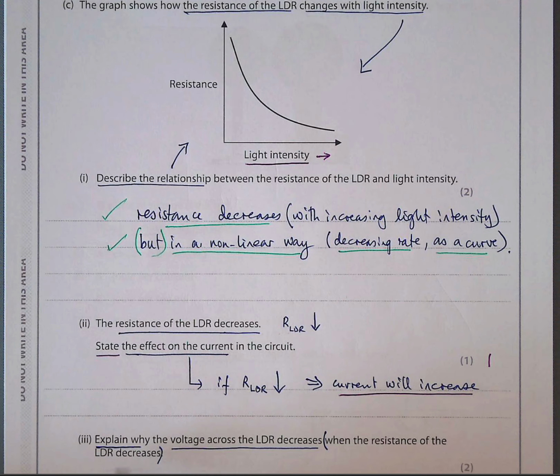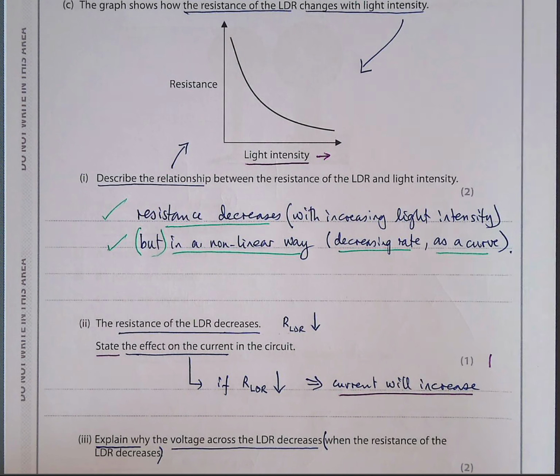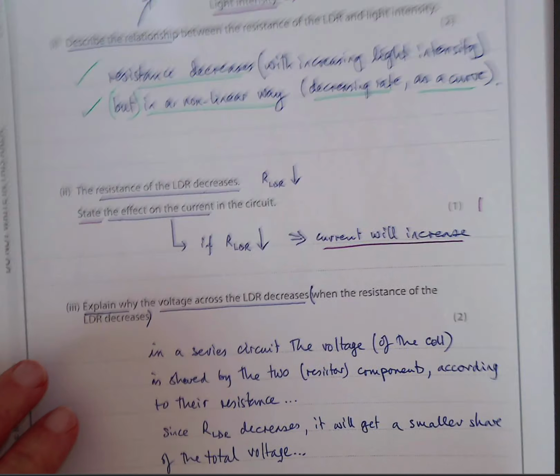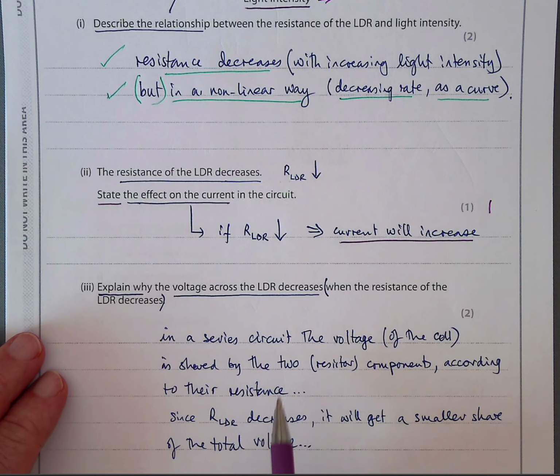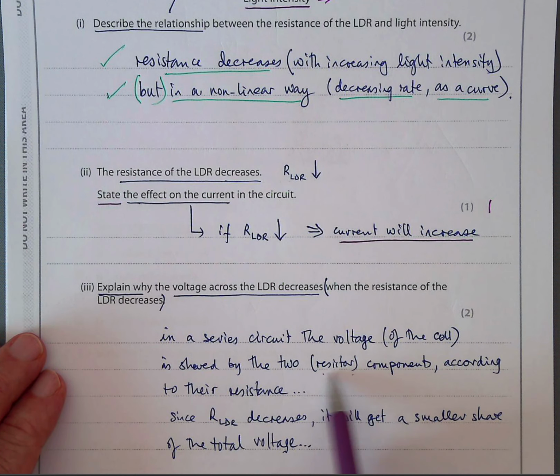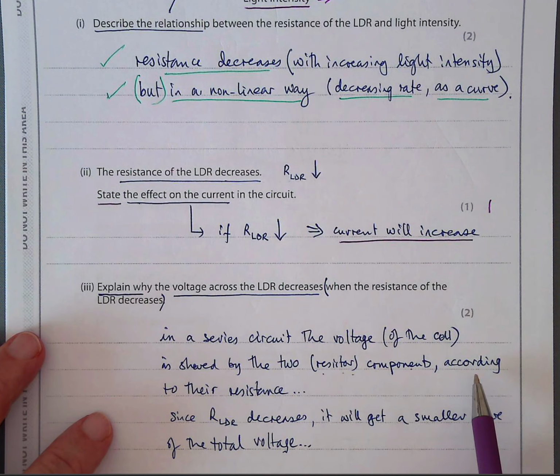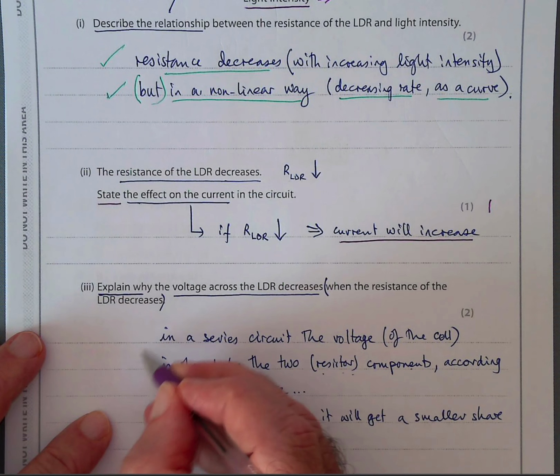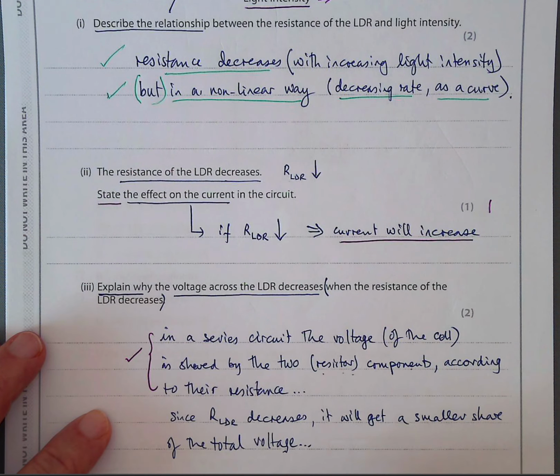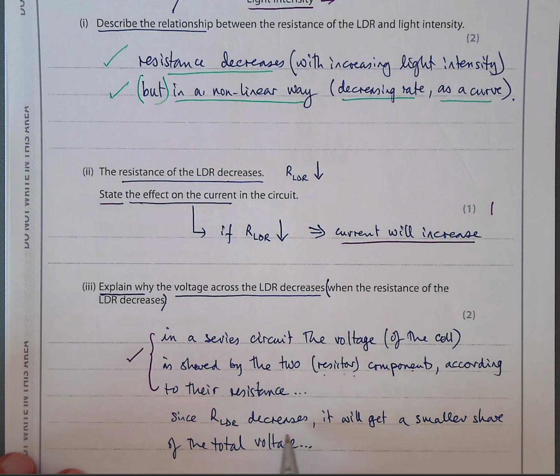So in a series circuit, this is how I explain it. Explain why the voltage across the LDR decreases when the resistance of the LDR decreases. Okay, so in a series circuit, the voltage of the cell is shared by the two resistor components according to their resistance. That's how I explain it. As long as you can explain that you know that, that's 1 mark. Since the LDR resistance decreases, it will get a smaller share of the total voltage. I think this is the best way of doing it.